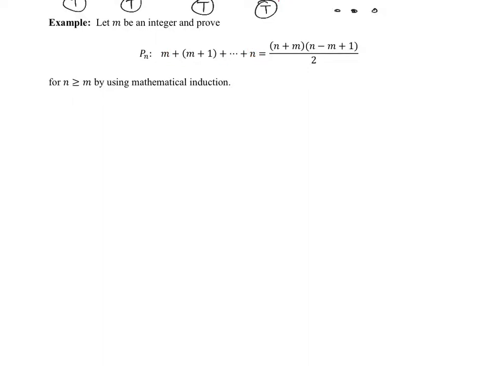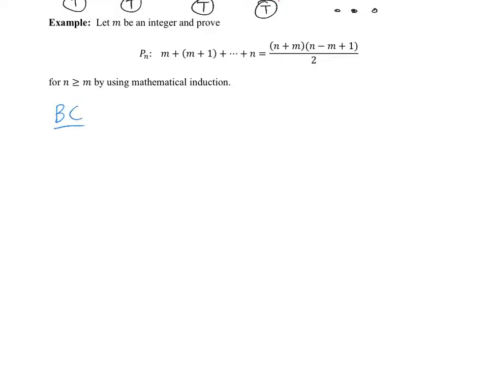And apparently that's supposed to equal this mess over here, n plus m all multiplied by n minus m plus 1 divided by 2. So that's what we need to verify. That's what we need to prove using mathematical induction. So a similar process from before. We're going to write down a base case.